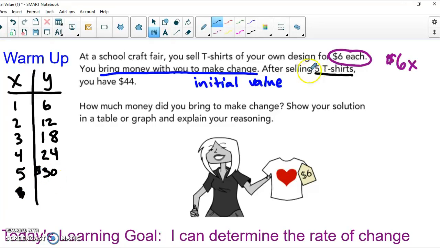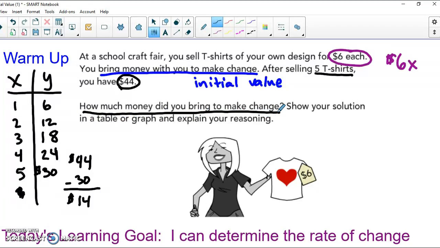But what I know is that after selling 5 t-shirts, I actually have $44. So 44 minus 30 is going to give me my initial value, or that money that I brought with me to make change. So I actually brought $14 so I can make change as I sell these t-shirts, and now I'm going to make $6 each time I sell a t-shirt. So let's make a new xy table. Now that we have found how much money we brought to make change, that's the 14. Now let's show our solution in a table.